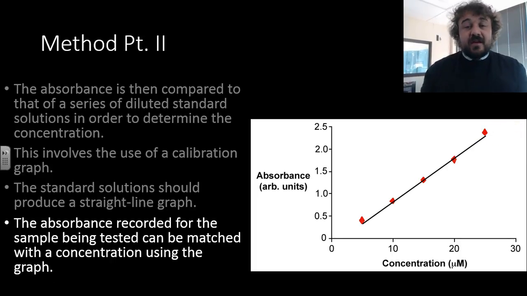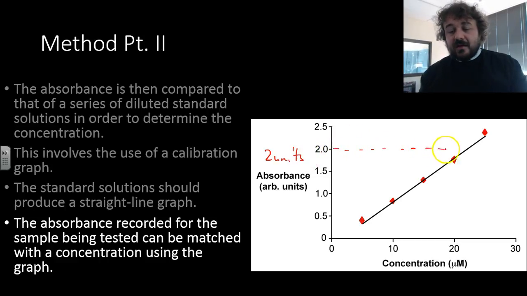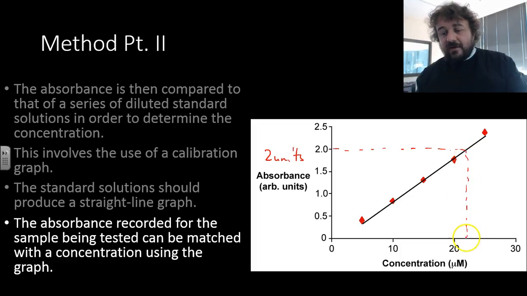We then measure the absorbance of our sample. So our sample might give us an absorbance of 2 units, which means if we go along here, and our graph would be much more specific than this, we can tell it would be a 22. So our sample is 22 micromoles.